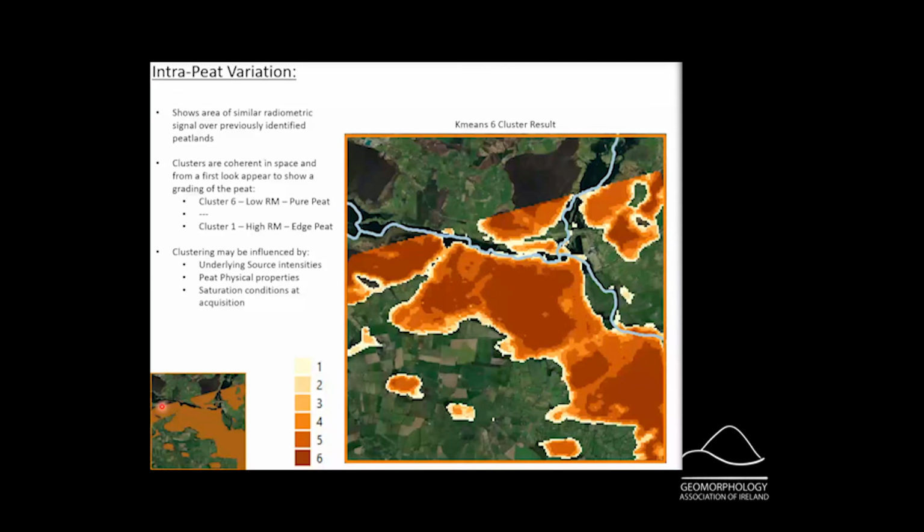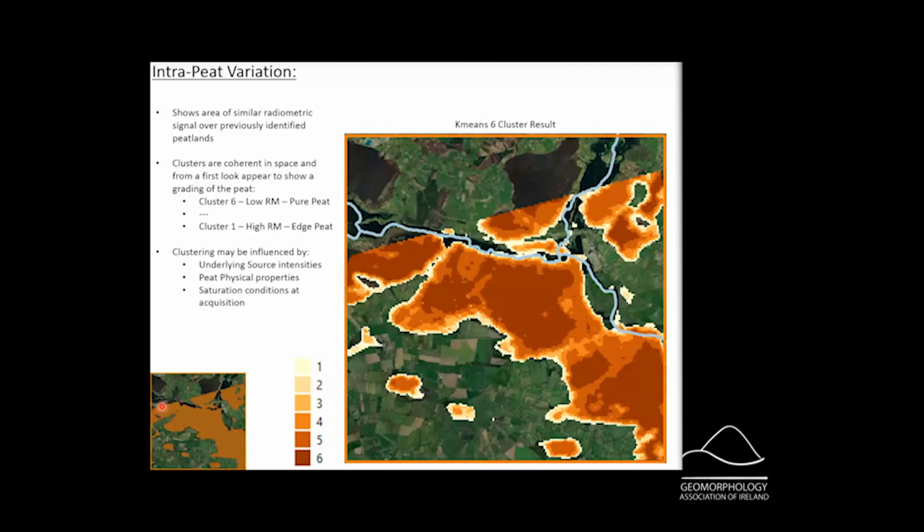So again, we assume the initial source of radiation is constant within this area. Then the differences in radiometric signal identified must be due to differences in the peat physical properties which govern the attenuation. And again, these are matrix density, thickness, saturation, and porosity. Therefore, the zones presented are showing areas of similar peat within a peatland.